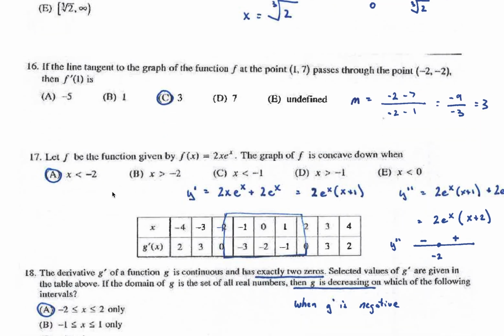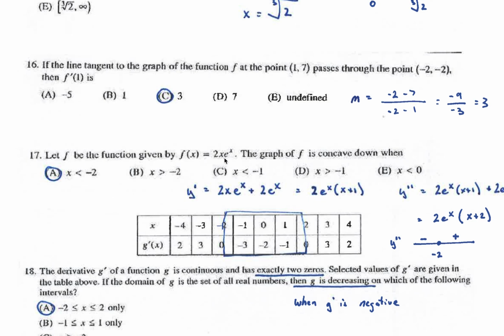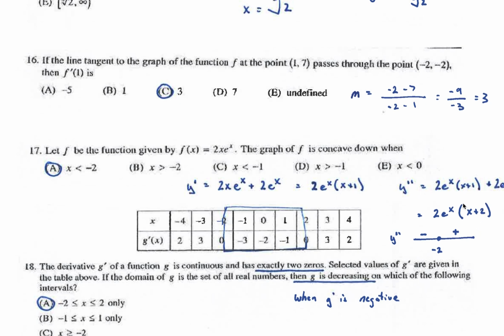The graph of f is concave down when, and this is my function, and so I took a derivative, I simplified, I took another derivative, and then I found out where the second derivative was equal to 0 at -2, and I want it to be concave down, so I'm looking for when the second derivative is negative.